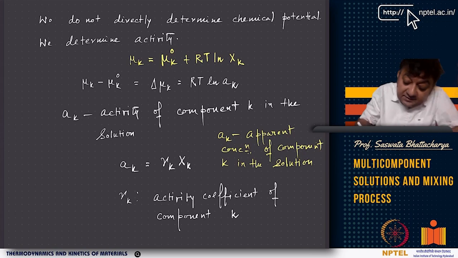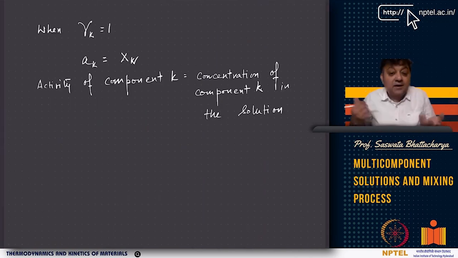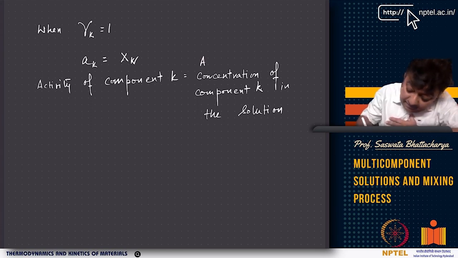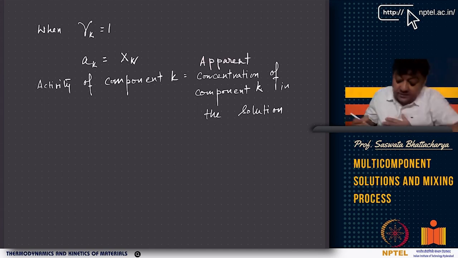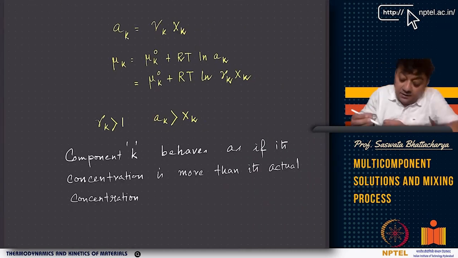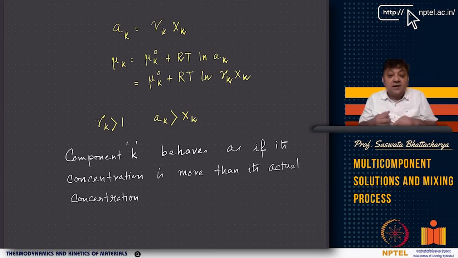And gamma k is the activity coefficient of component k. When gamma k equals 1, ak and xk are the same, right? Gamma k equal to 1 basically means ak equals xk. And activity of component k is basically the apparent concentration, so remember to use the word apparent, of component k in the solution. That is ak. Now, as you know, ak equals gamma k xk, and mu k I can write as mu k 0 plus RT ln ak, which is nothing but mu k 0 plus RT ln gamma k xk.